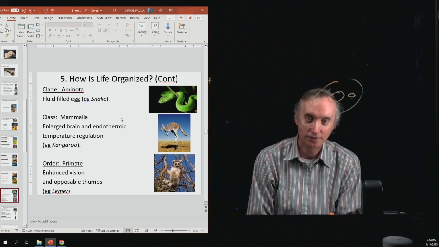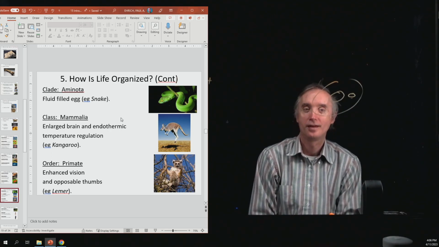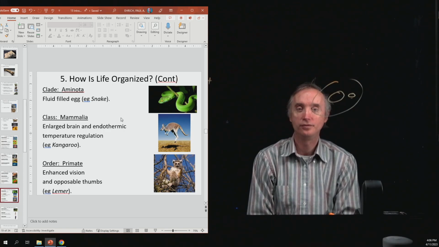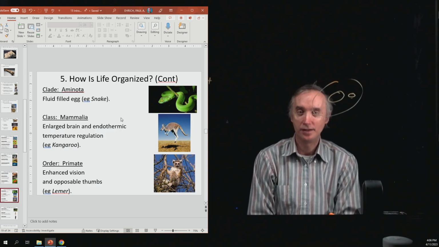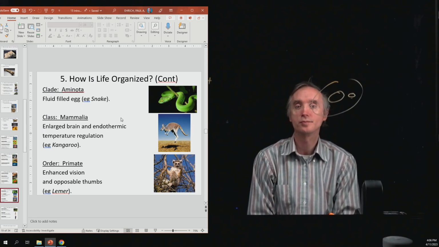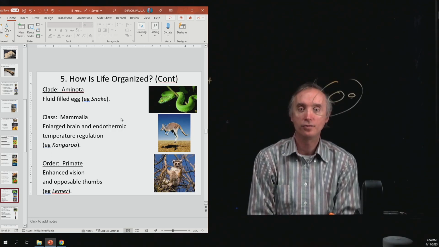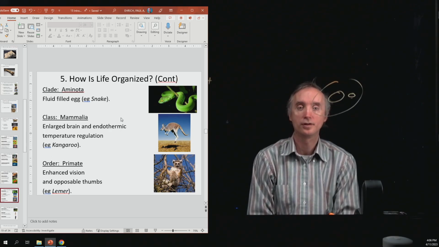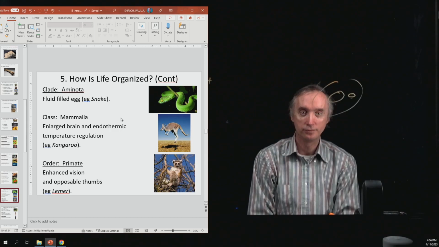It's a lot easier to read this stuff than it is to actually say the words. This clade has a fluid-filled egg. An example would be a snake. Then inside of this clade is a class, Mammalia. These kinds of organisms have an enlarged brain and endothermic temperature regulation. A snake, for example, when it gets really cold, gets lethargic because it has to use sunlight in order to warm its body. But these kinds of organisms can keep their body regulated.